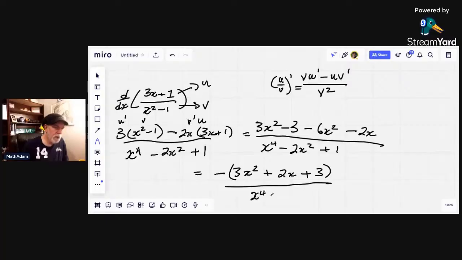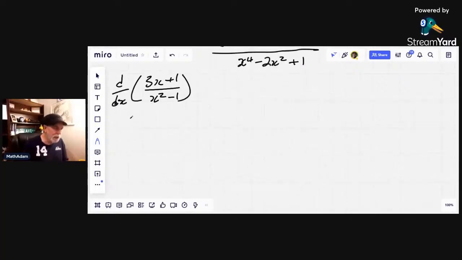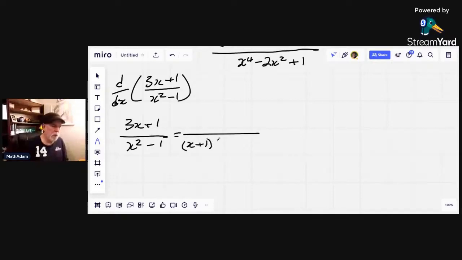x to the 4th minus 2x squared. I'm going to skip the dx, d by dx. I'm just going to do a little bit of what I like to call pre-processing here. x squared minus 1. Okay, and that equals, I'm going to factor out the bottom bit. So x plus 1, x minus 1, and just 3x plus 1 on top.